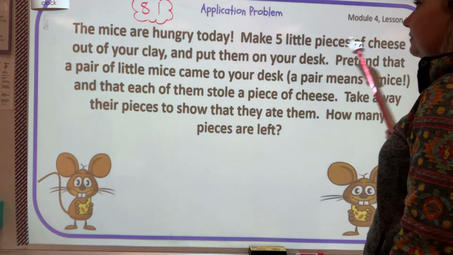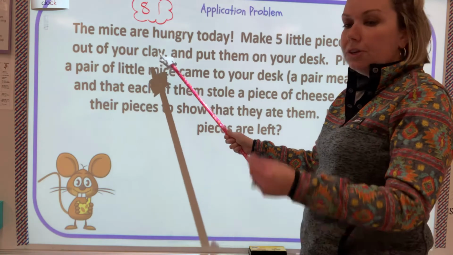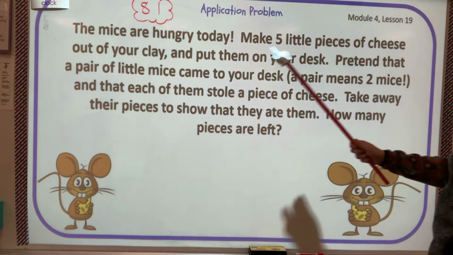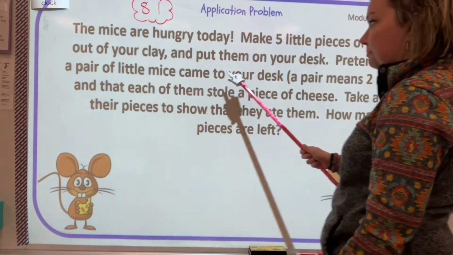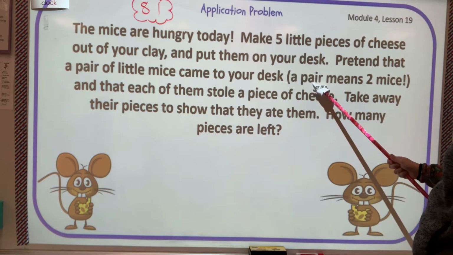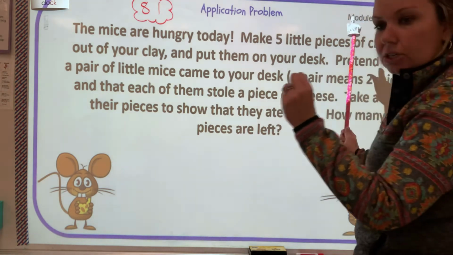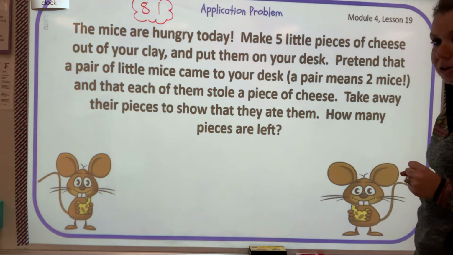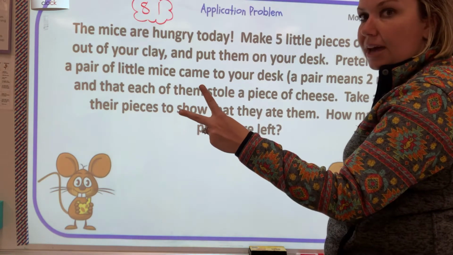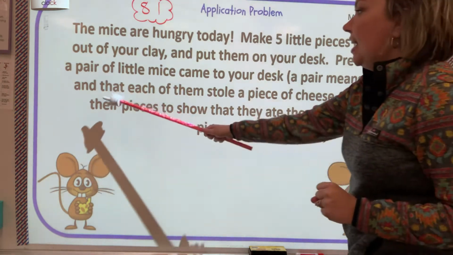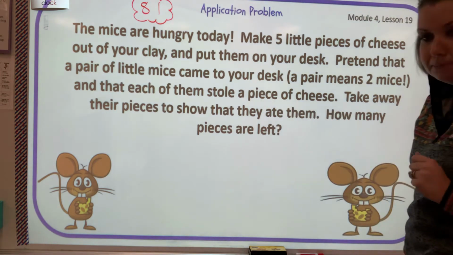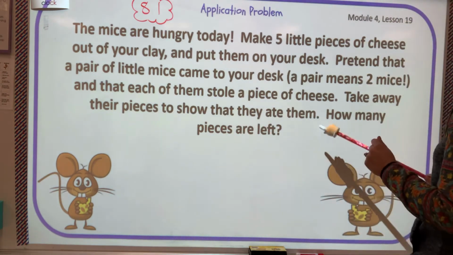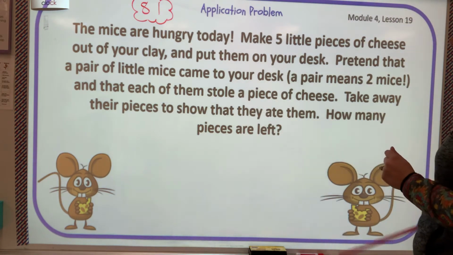Make 5 little pieces of cheese out of your clay, or Unifix cubes, or whatever you have, and put them on your desk. Pretend that a pair of little mice came to your desk. A pair means 2. It's not the fruit. Pair can mean a math word, and when it's spelled that way, it means 2. And then each of them stole a piece of cheese. Can I draw it? If you want, take away their pieces to show that they ate them. How many pieces are left?